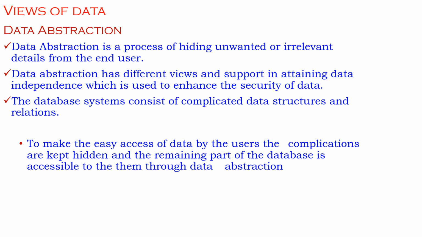To make easy access to the data by the users, the complications are kept hidden. If the user is unaware of all these complex relationships between the design and how the data is stored, or what the structure is, it is very easy for them to understand the process and make easy access to the data. That's the reason why we do data abstraction: to give users easy access to data by hiding the complications from them.